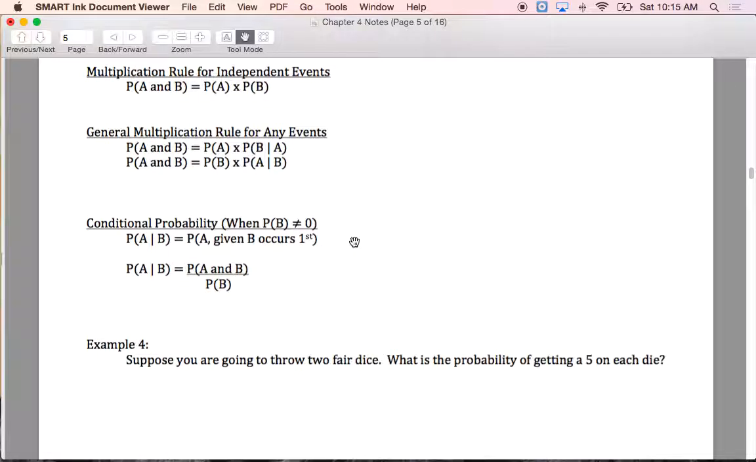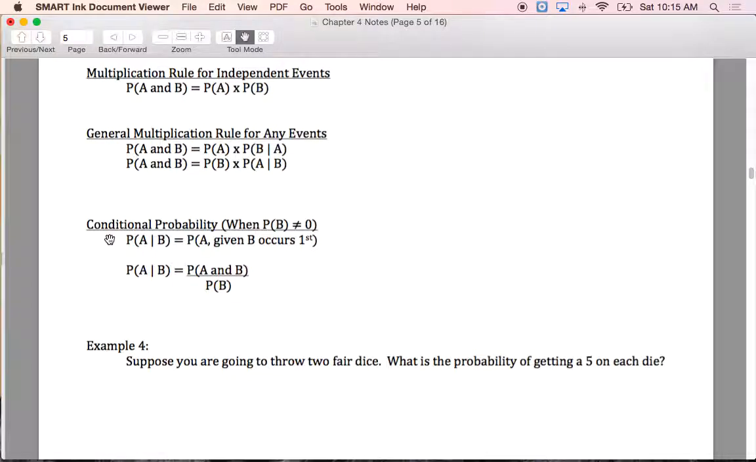So when you see P of B bar A or P of A bar B, that means, if you look here, we have the probability of A given B occurs first. So if it goes A bar B, that means we want to find the probability that A happens, but first B has to happen. That occurs when we have two events that are dependent because one is going to affect the other. So we first have to find the probability that the first one happens, and then we have to change the probability for the second one.